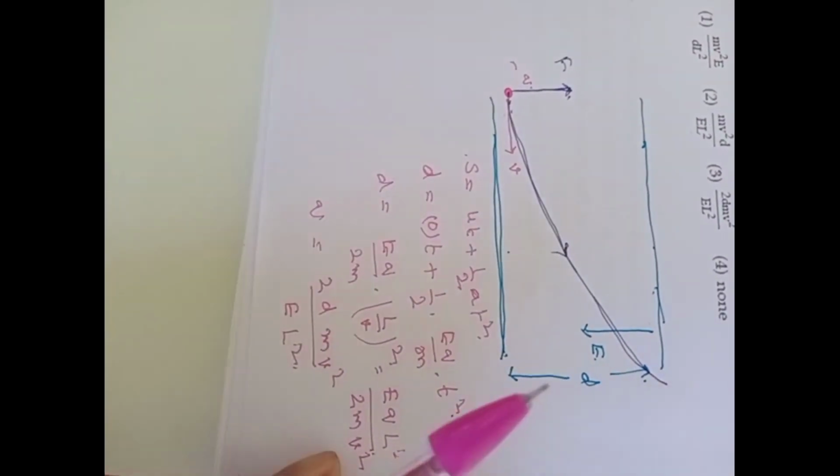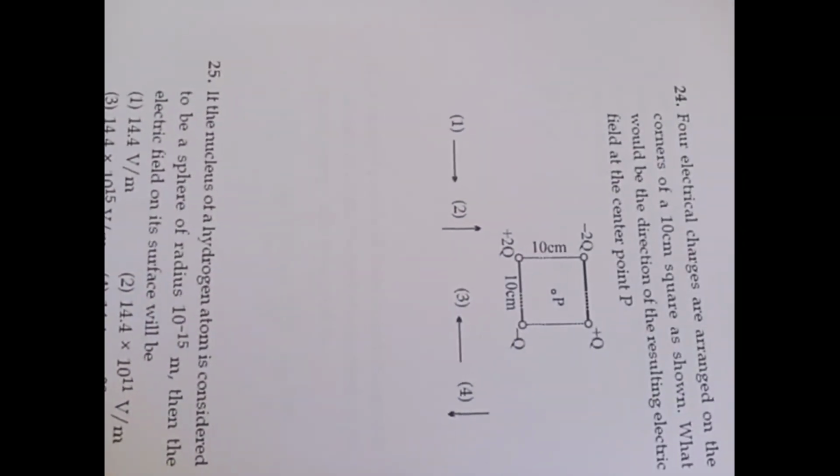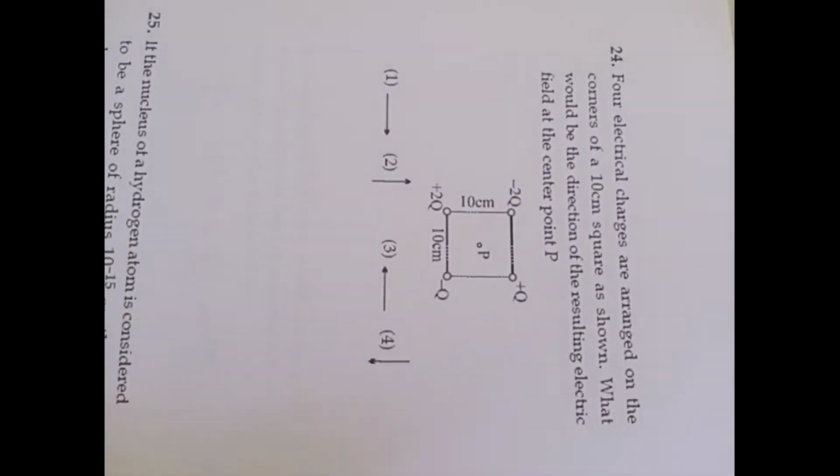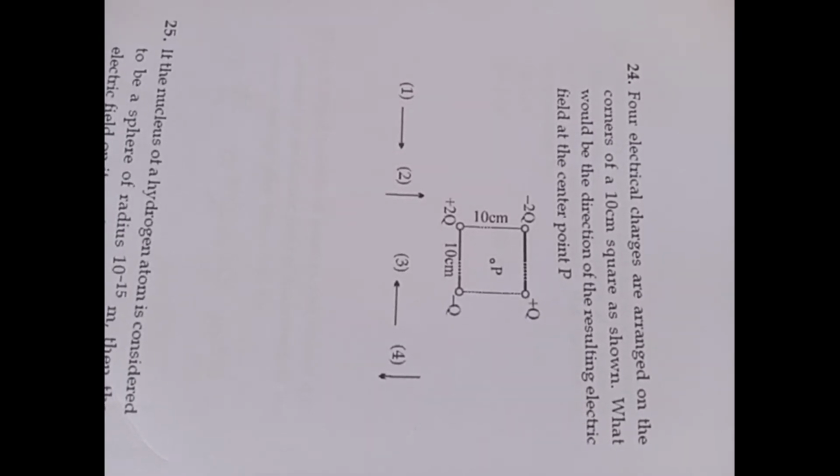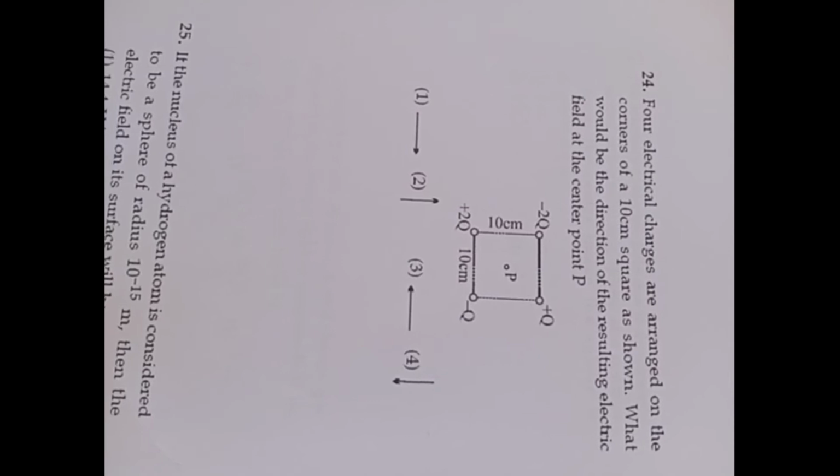Next, after finishing this, see the next question, what they are asking. See the next one. Four electrical charges are arranged on the corners of a 10 centimeter square as shown in the figure. What is the direction of the resulting electric field at the point P? Okay, see how to do this question.